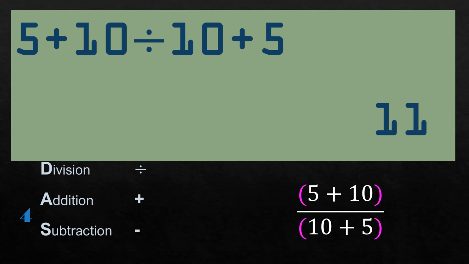So here, according to order of operations, the highest rank you have is division. You do 10 divided by 10 and you get 1. That leaves you with 5 plus 1 plus 5, which explains why your calculator thinks the answer is 11.